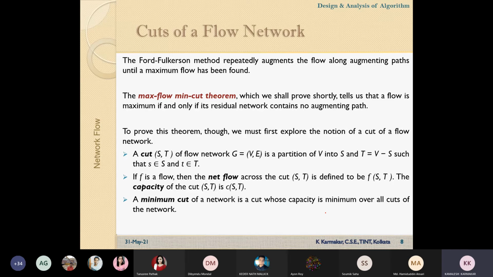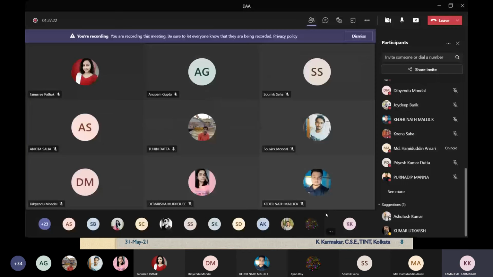Any doubt in augmented path? Am I connected? Hello? No, sir. Yes, sir.